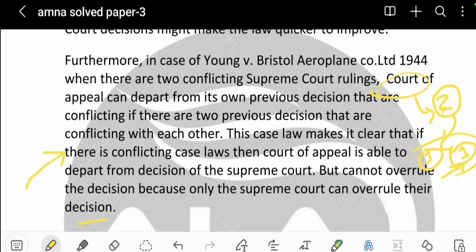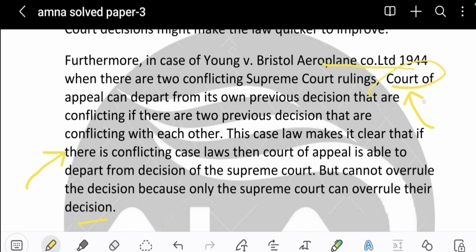So here there are two conflicting cases, but after writing this case law and giving the explanation of it, I also clarified that the Court of Appeal can only depart from two conflicting cases, but they cannot overrule the decision of the Supreme Court. Only the Supreme Court can overrule their decision and change their case law. So this is what I mentioned to clarify that this case law also said that you can choose a different decision, but you cannot overrule the decision of the Supreme Court.